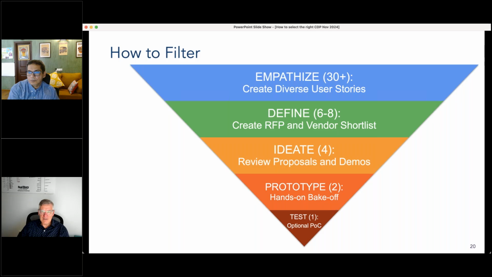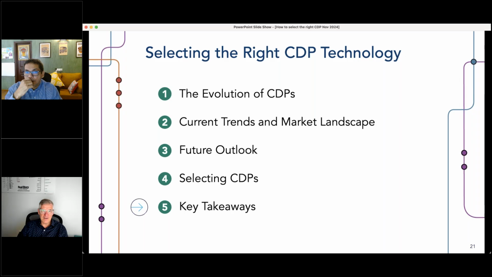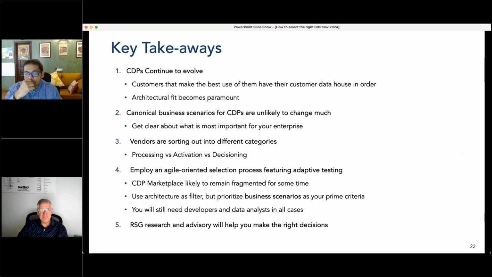So this is an iterative, test-based, very human-based process, which works unusually well with this big abstract concept of customer data management. So I really encourage you to follow this methodology. All right. So let's review what we covered today. When you get the slide deck, this is really the slide you want to hang on to and share with your peers, which is, CDPs are continuing to evolve.